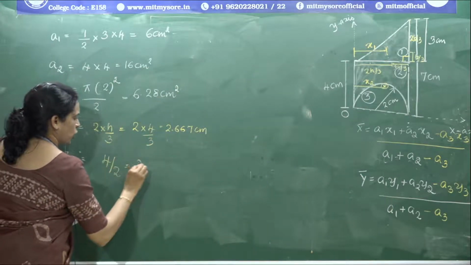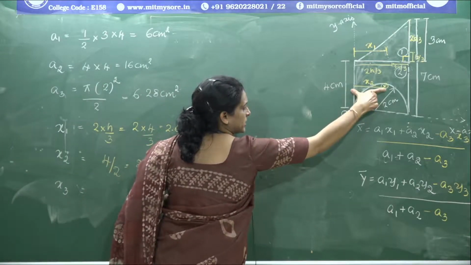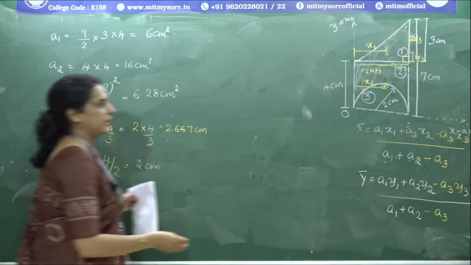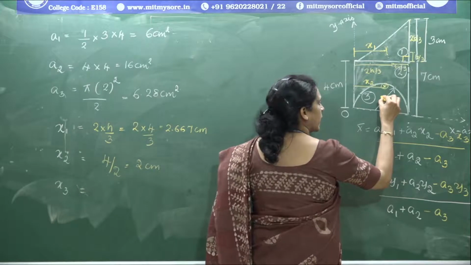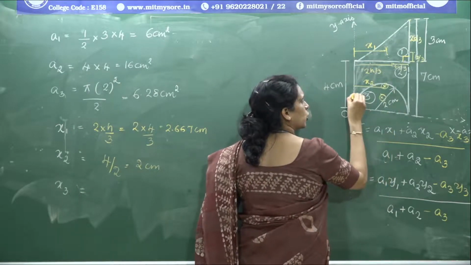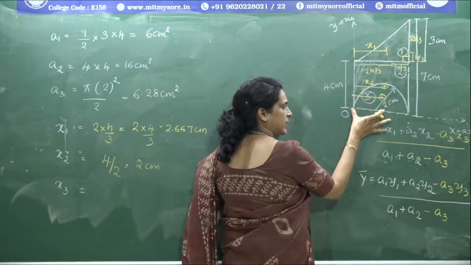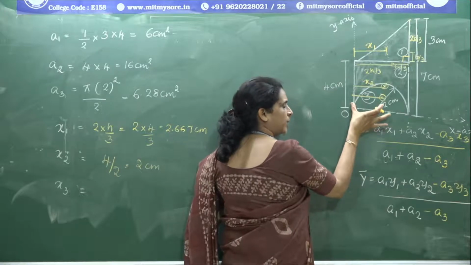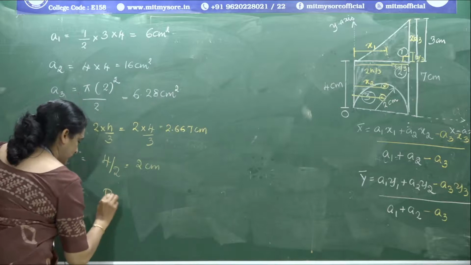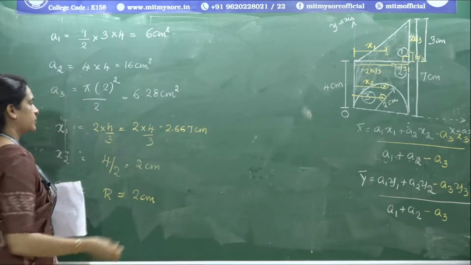Lies at a distance of 2 centimeter. So the value of x2 is here. Next, the value of x3. We are marking the value of x3 here. So this is to be considered as x3. So it is nothing but the radius. So it is 2 centimeter.